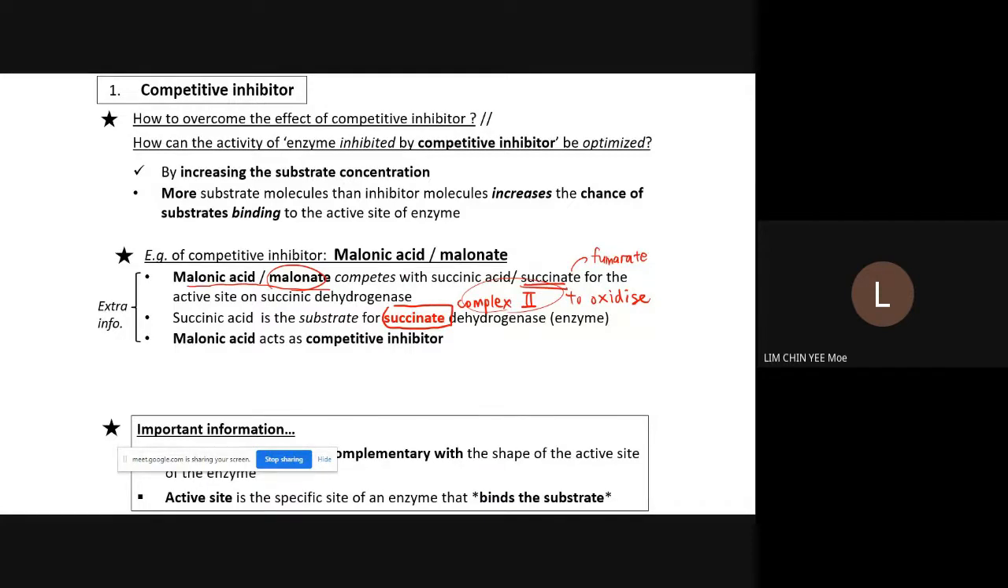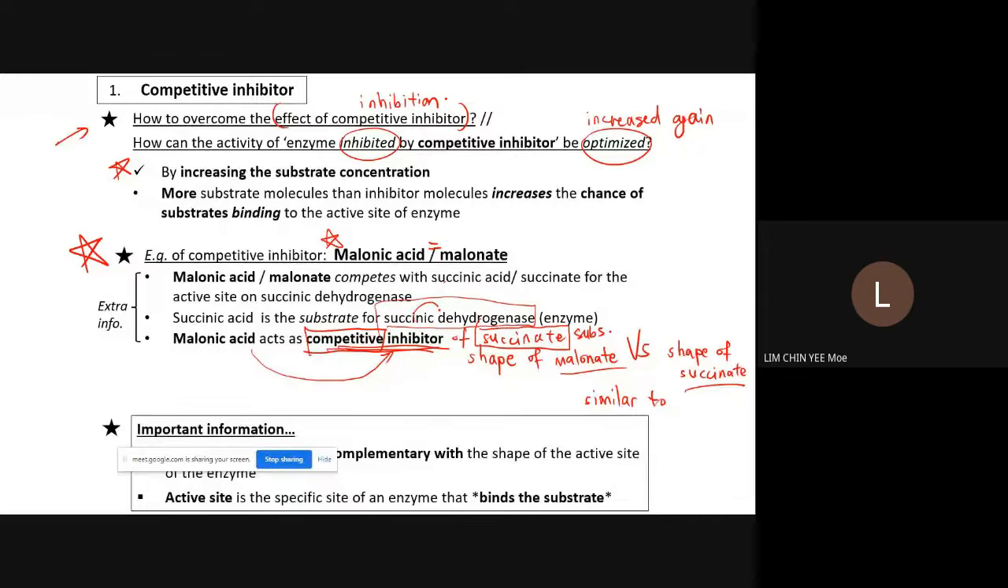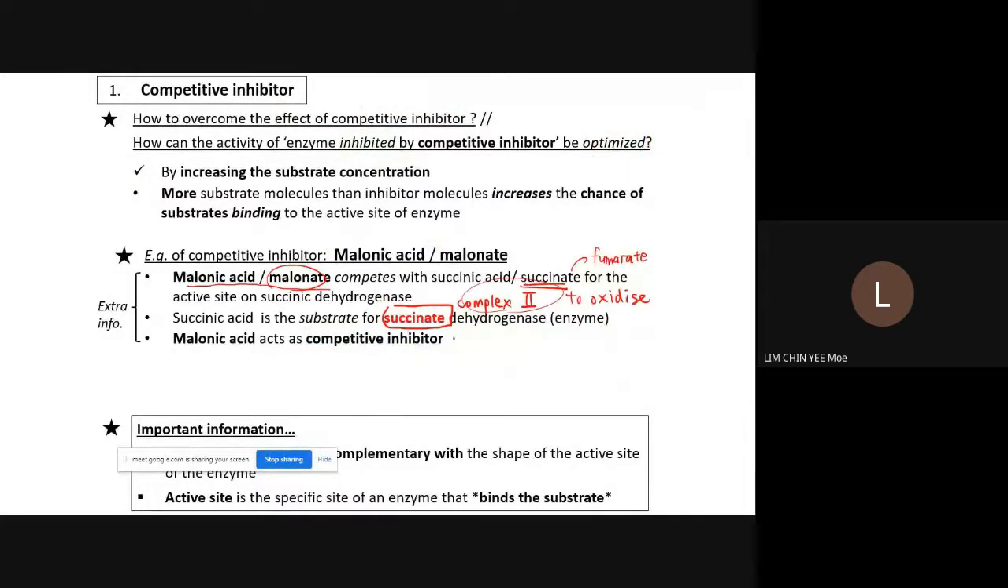Ini tukar ya, sebelum ni Miss letak succinic. So, please change it to succinate dehydrogenase. Okay.